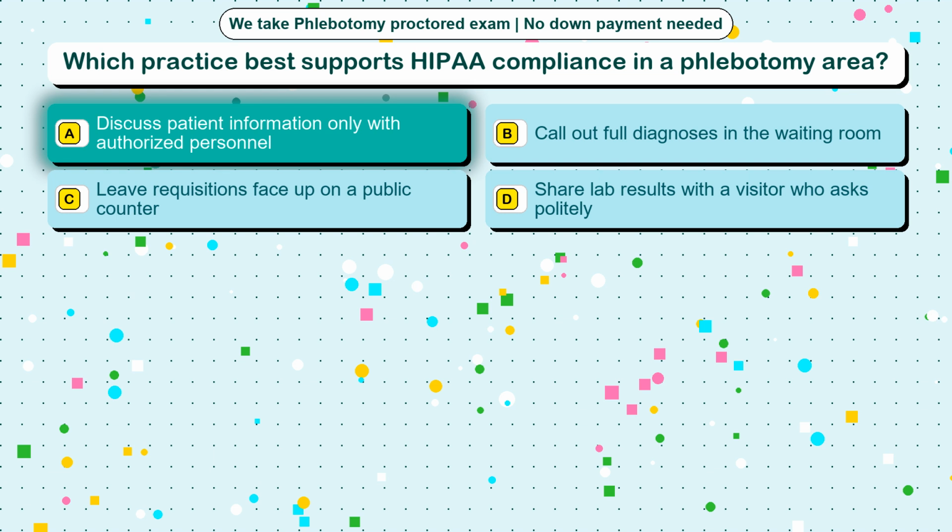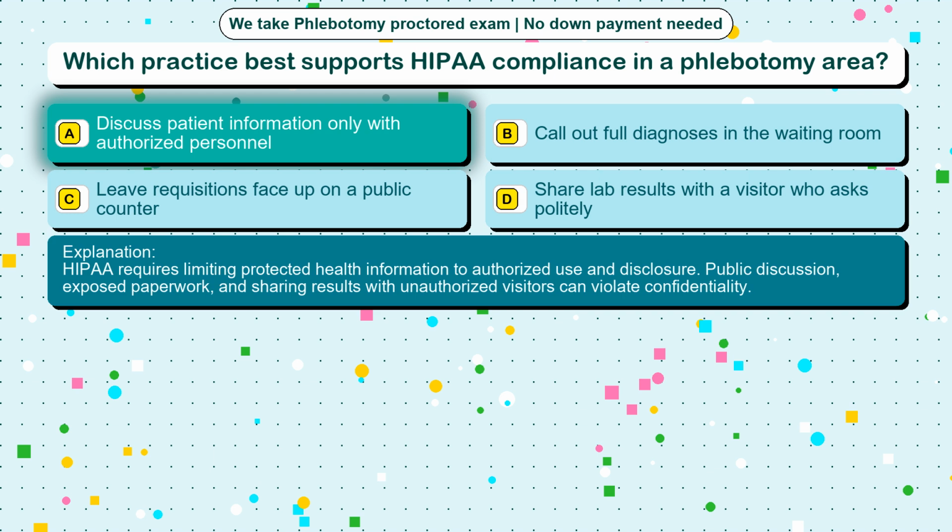Discuss patient information only with authorized personnel. HIPAA requires limiting protected health information to authorized use and disclosure. Public discussion, exposed paperwork, and sharing results with unauthorized visitors can violate confidentiality.